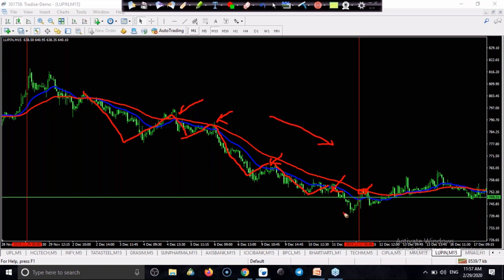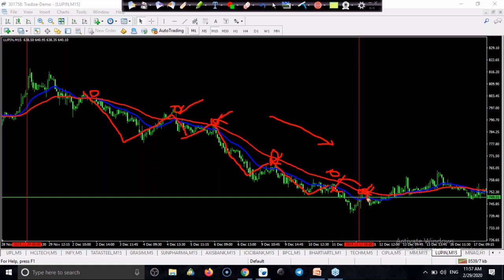What is the price rule? When price is running in a downtrend, we are looking for sell. Here definitely we sold it. We booked our profit. Every trade we sold, and we booked our profit.